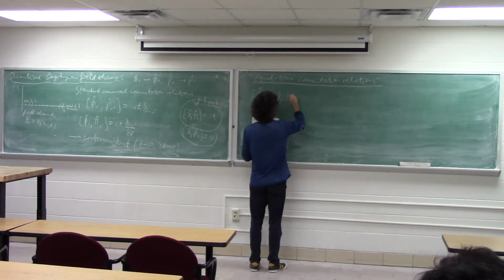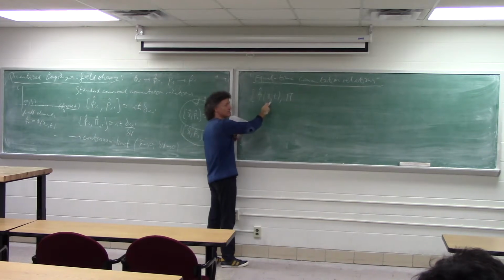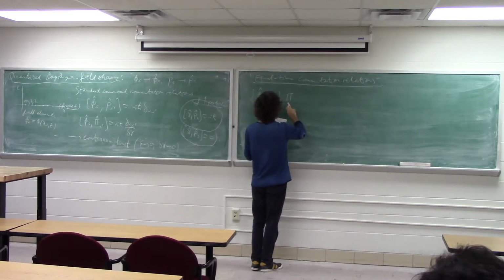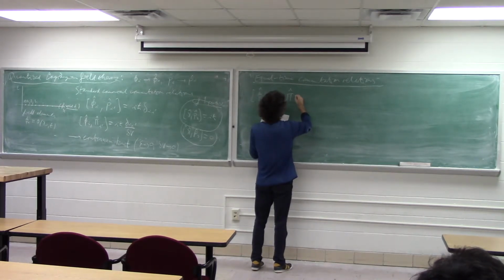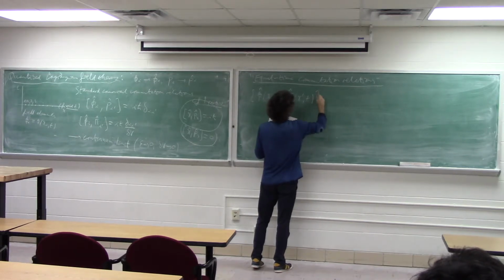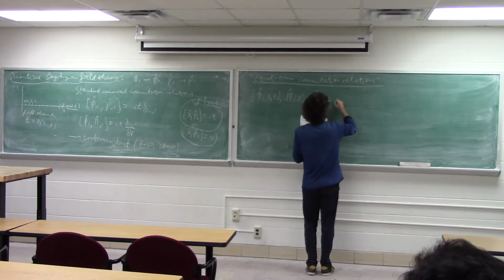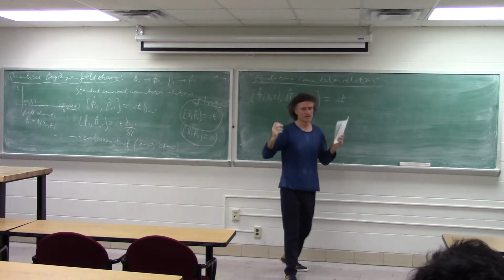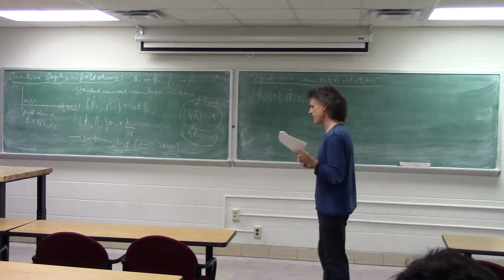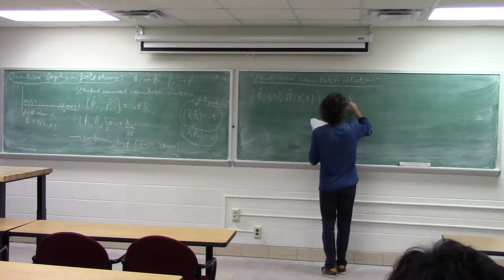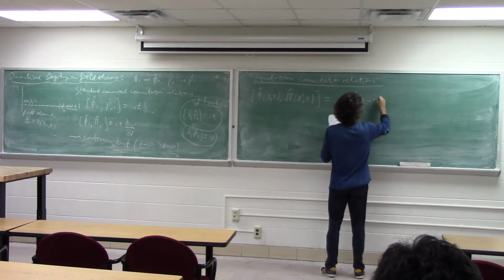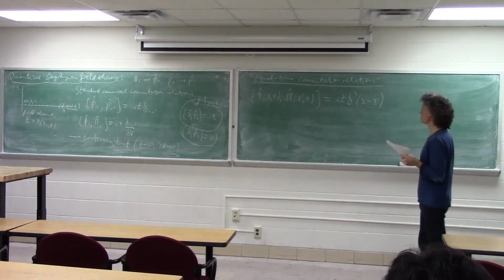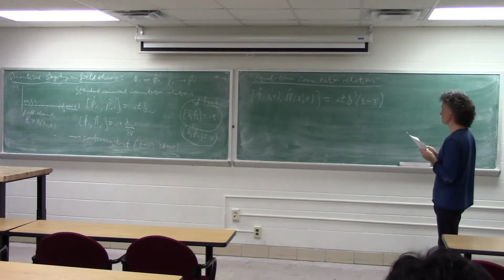The commutator, so this is the field operator at time t at position x. Its commutation relation with the canonical momentum density operator at position x prime and time t is equal to i h bar. We're putting in h bar just for familiarity's sake, but really we take it to equal 1. And here we have the three-dimensional Dirac delta function.